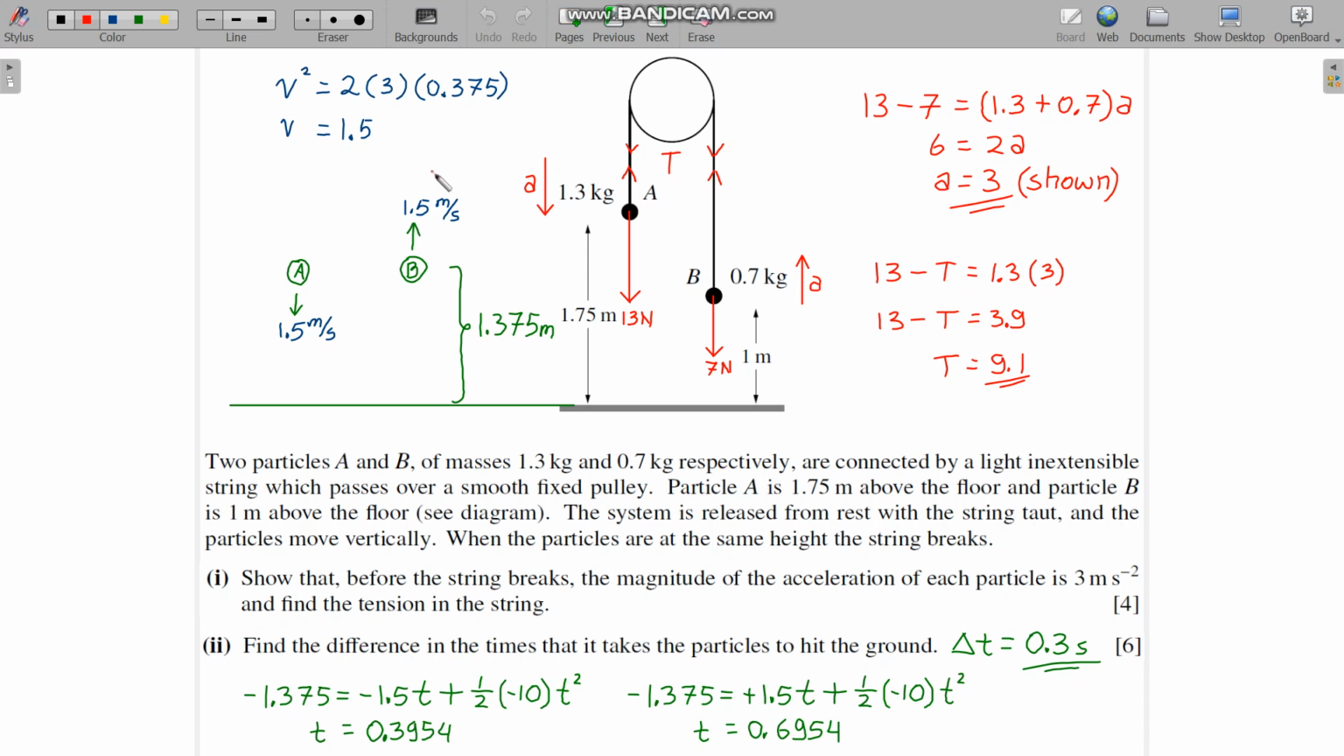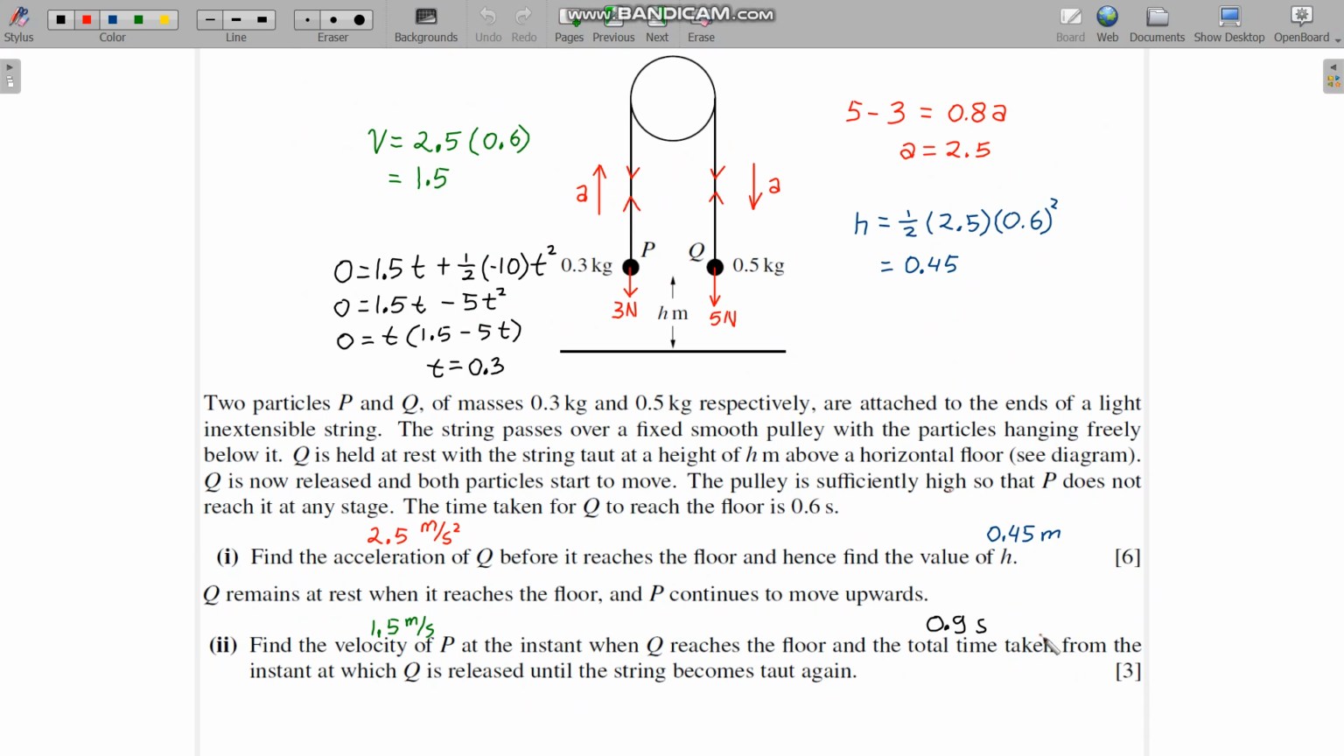And now to find the time to reach the ground, well, we have the distance going down. Let's say going down is negative, so negative 1.375 is s, this is the u, negative going down, plus 1/2 the a, minus 10 because going down, and we have the time for A to reach the ground. And we do the same thing for B, but this time the initial velocity is positive, and we get this time. The question is to find the difference. We subtract, we get exactly 0.3. Actually, it is an exact value if you just use algebra first.